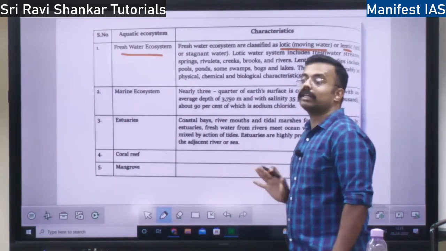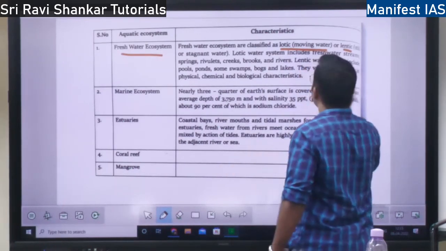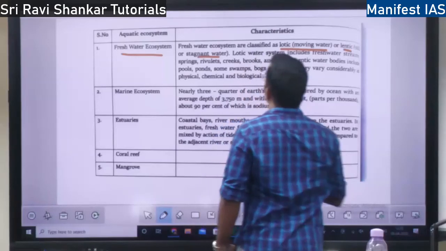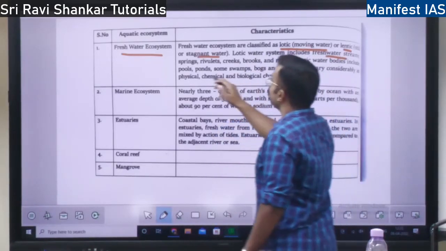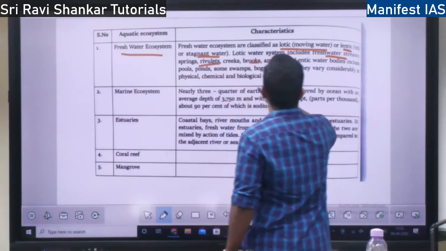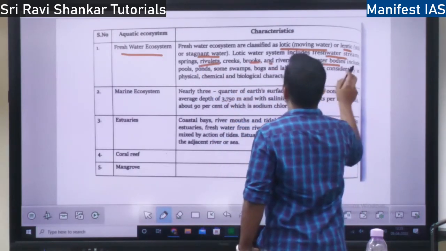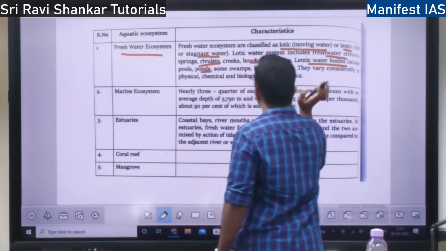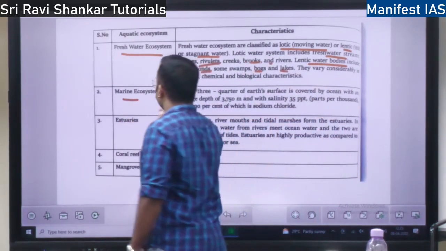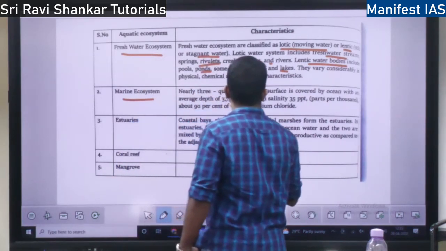Lotic is water which is moving. Lentic is where there is stagnant water. In lotic you find freshwater streams, springs, rivulets, all these things. That is moving water. Lentic water systems: ponds, lakes, all these areas, right? Then you have the marine ecosystem, that is salt water, right?